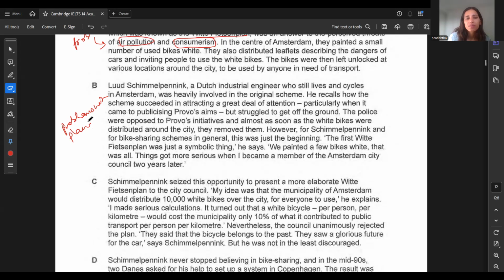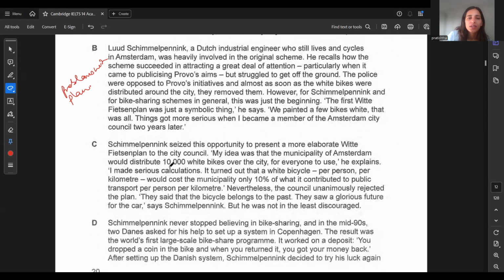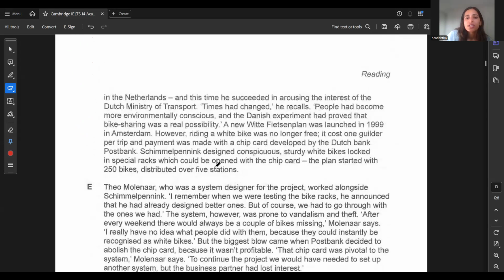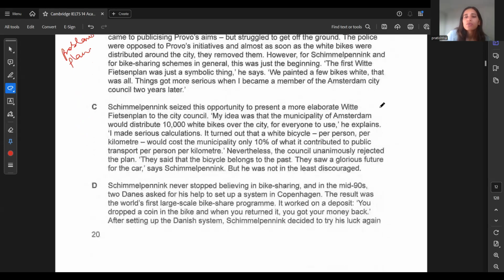The first White Bikes plan was just a symbolic thing, he said. We painted a few bikes white, that was all. Things got more serious when I became a member of the Amsterdam City Council 2 years later. He seized this opportunity to present a more elaborate White Bikes plan to the city council.